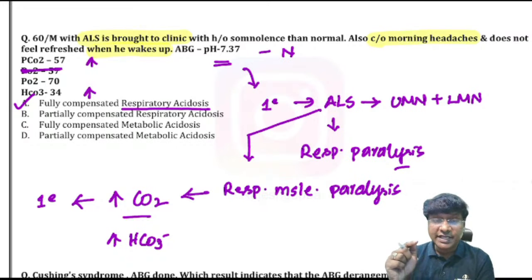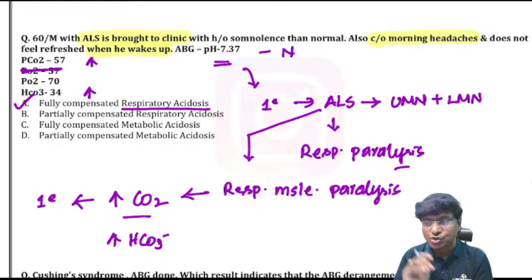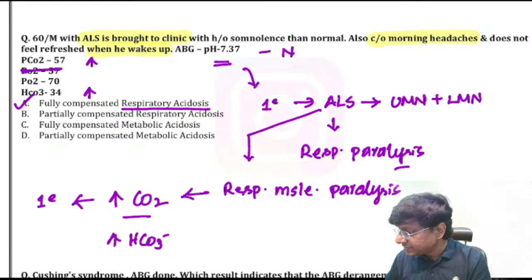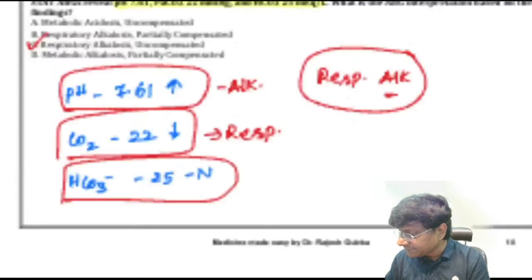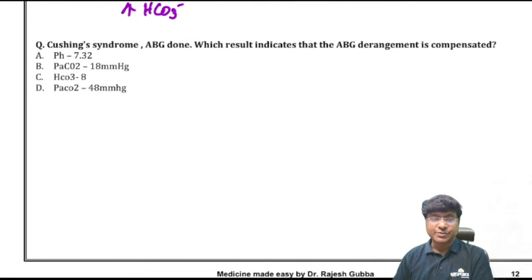Now, if you don't know that in patients with amyotrophic lateral sclerosis there is respiratory muscle paralysis, then you will not be able to make out which is the primary event in this patient. So you should also have the knowledge of amyotrophic lateral sclerosis to solve this question. If you don't know, it will become difficult for you to make out the primary. Right, so you see the next question.